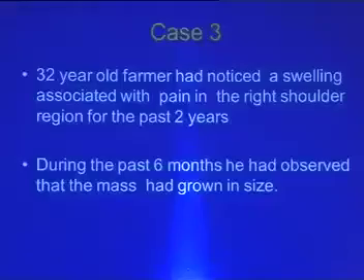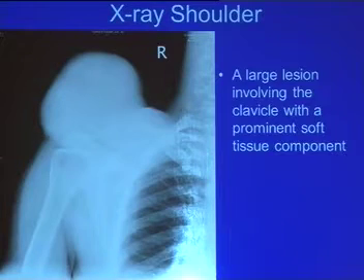So I looked up the literature to see whether one does get a CMF-like appearance in a phosphaturic mesenchymal tumor, and I think I could find 1 or 2 articles. This we also published, in view of the very unusual appearance. Now the last case: a 32-year-old farmer had noticed a swelling associated with pain in the right shoulder for the past 2 years, and the lesion had grown in the previous 6 months.